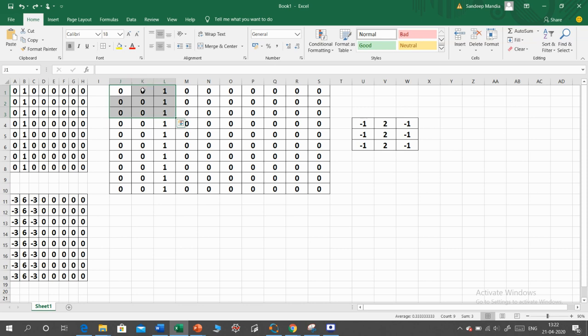Then we will go for the next 3 by 3 array. We will shift it by 1 in the right hand side. So next 3 by 3 is this one. The first column is 0, so this response will be 0. Second column is 0, so this response will be 0. This 2 is multiplied by 1, this 2 is multiplied by 1, this 2 is multiplied by 1. So the response will be 2 plus 2 plus 2, that is 6. So that comes here.